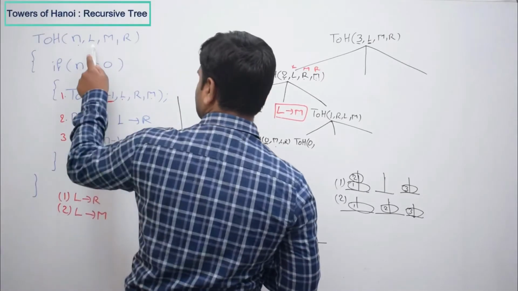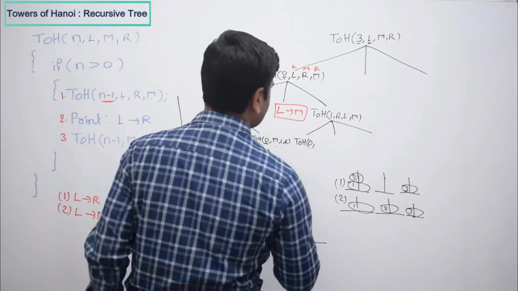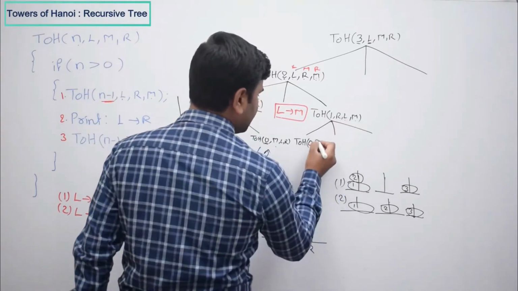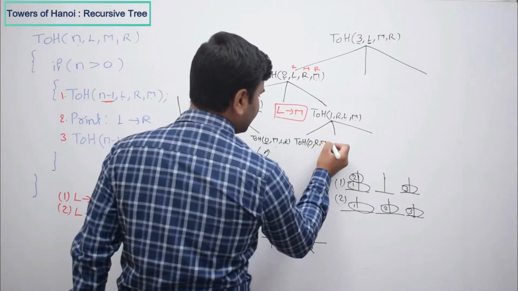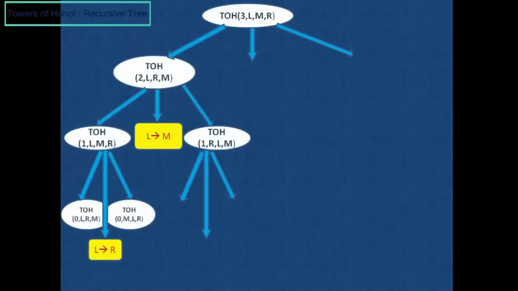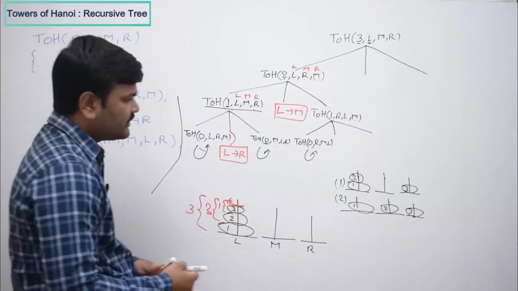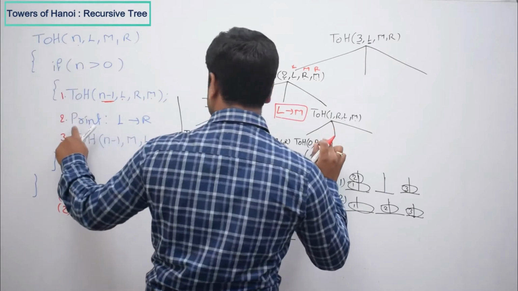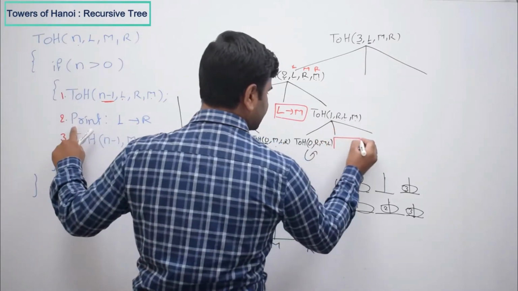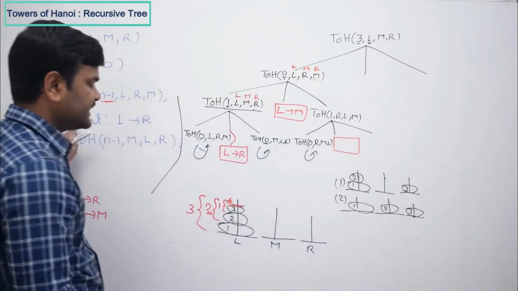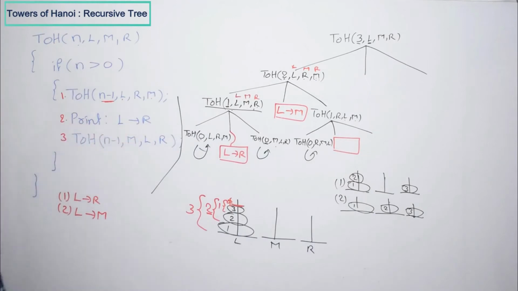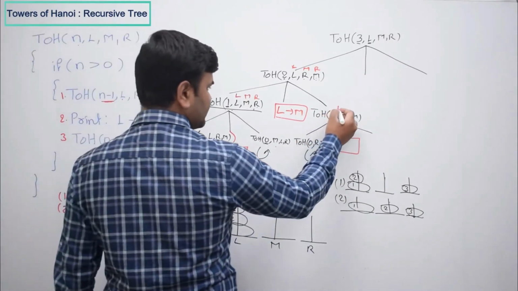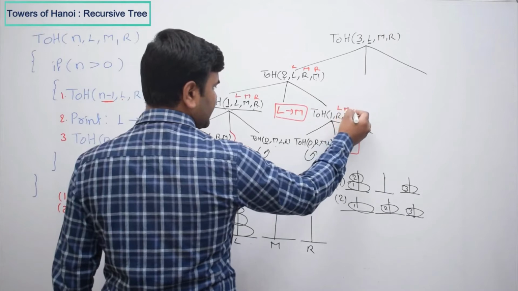So the first statement means we are swapping M and R positions, LM or ML. Because n is 0, it is simply coming back. Now the second statement, when n is 1, you came to the second statement. In the second statement, what is it going to print? Again L to R. Even here, if you observe, L, M, R.